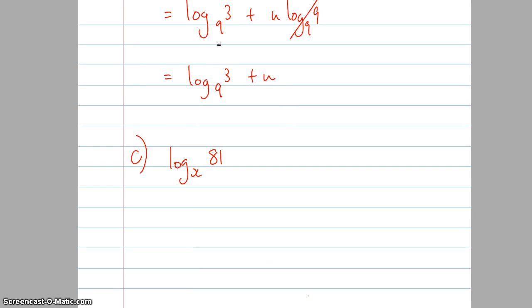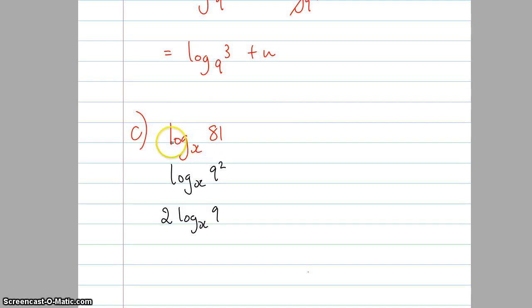Usually we condense those two to get to that, but in this case we've done the opposite way around. For question C, I'm going to do some fancy stuff. I've got log x of 81, and I'm going to turn that 81 into a 9 because the previous parts of the question have all been dealing with 9. So 81 is just 9 squared, and then once I've got that 9 to the power of 2, I can drag the power of 2 out the front, and I've got 2 log x of 9.